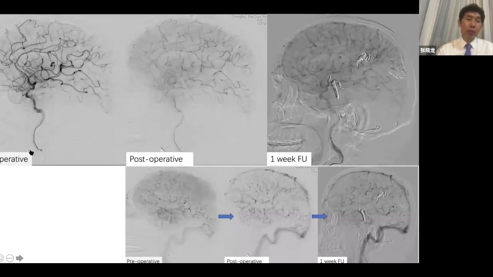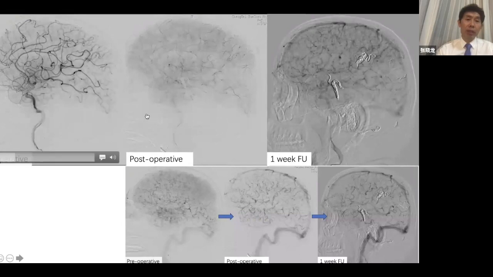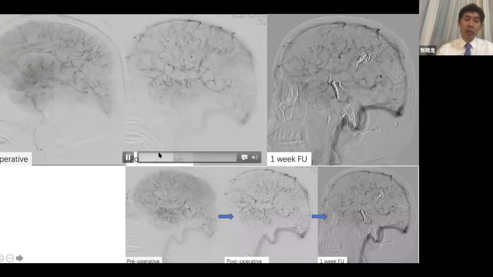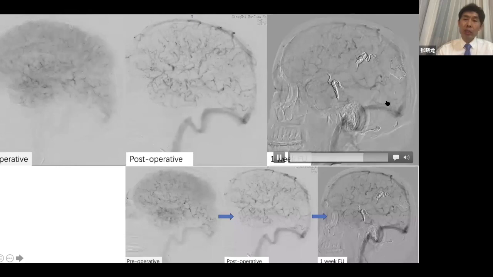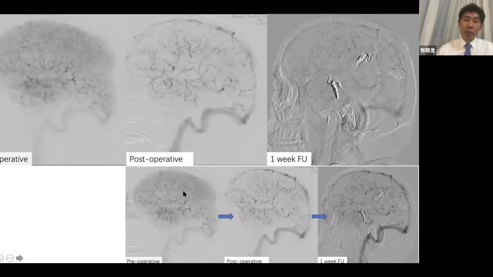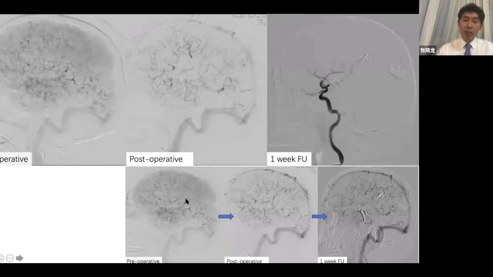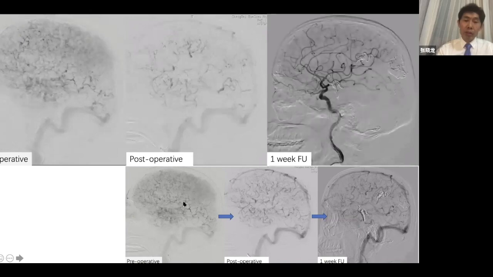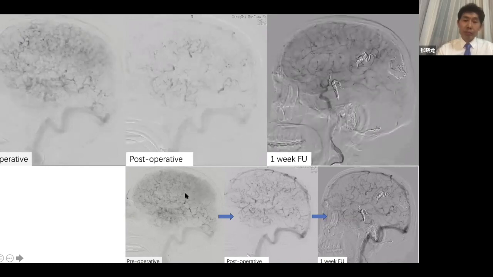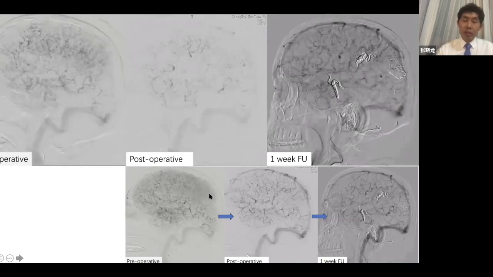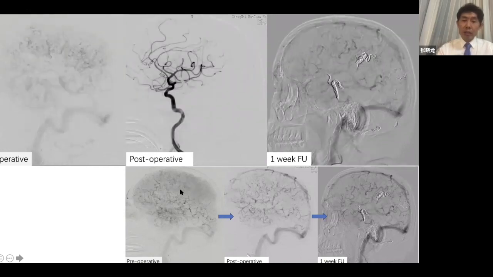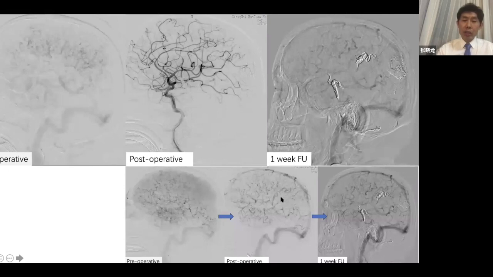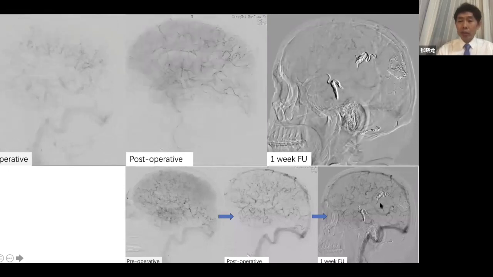Here is a preoperative angiography, and here is the postoperative, and 1 week later. And from the venous sinus phase, we can see the brain circulation was recovered very well.